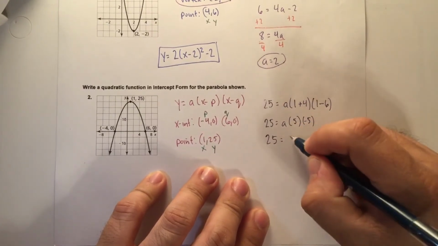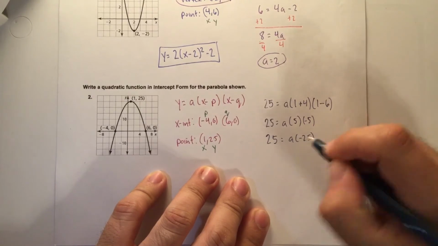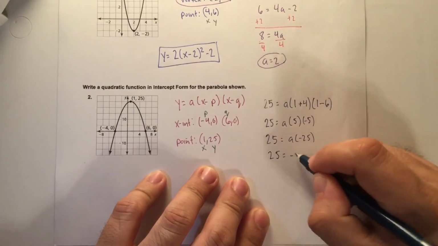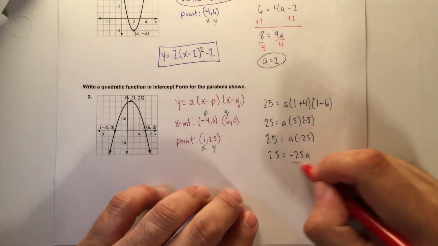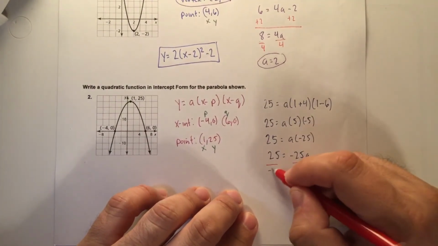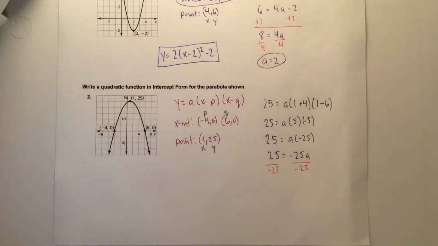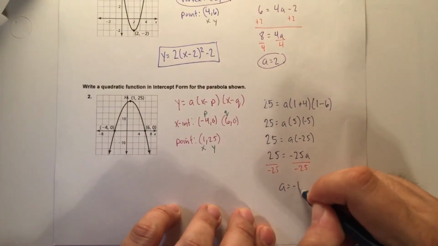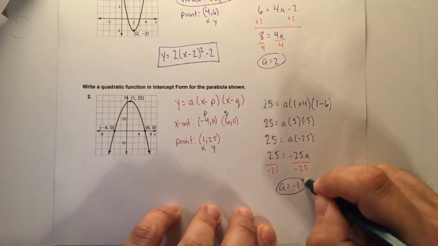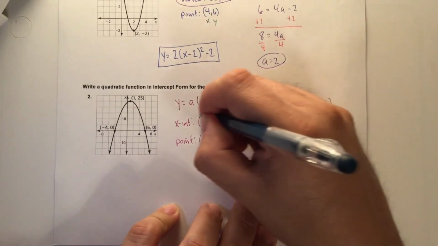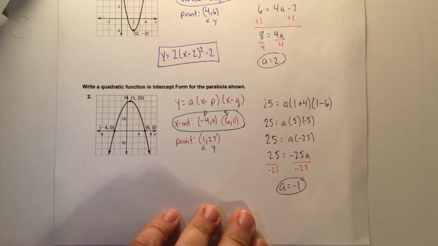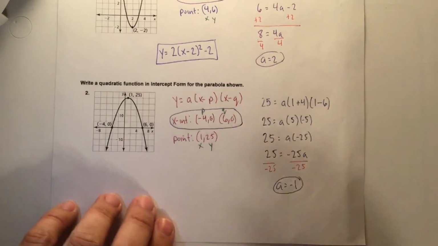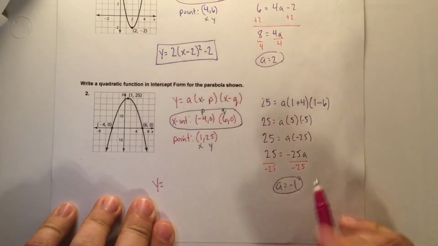25 equals A times negative 25, so 25 equals negative 25A when they're multiplied. So to isolate the A, we divide both sides by negative 25. And now we come up with that A is equal to negative 1. So we're going to use A equals negative 1, and we're going to use our x-intercepts to come up with the equation now. So my final answer is going to be y equals A is negative 1.